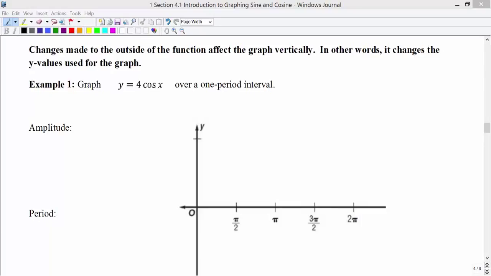Make a little note here that changes that are made to the outside of any of our functions will always affect the graph vertically. In other words, it will change the y values that are used for the graph.